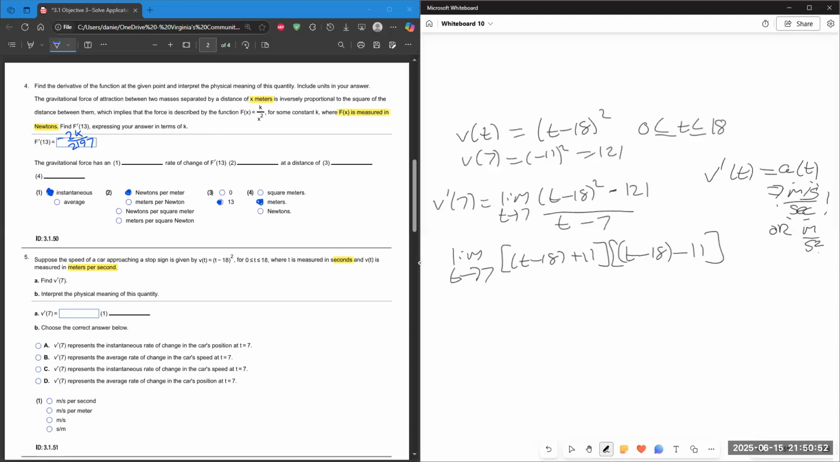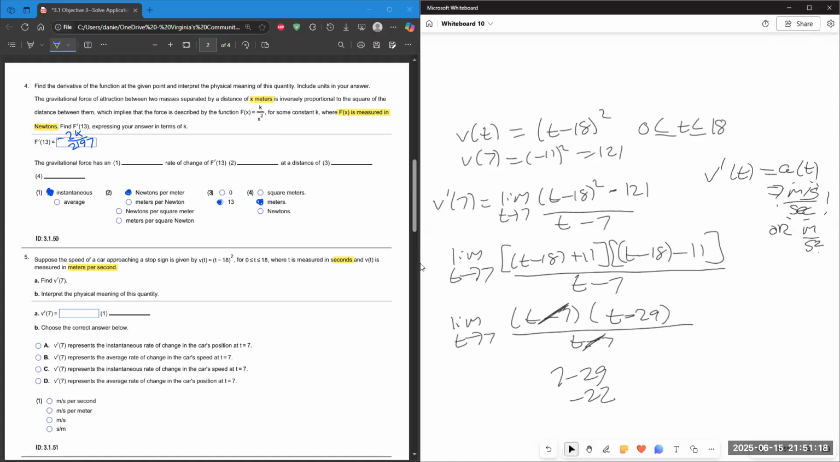A plus b, a minus b, and then that's over t minus 7. So this is the limit as t goes to 7 of (t minus 7)(t minus 29) over t minus 7. I think that's just easier factoring for me than trying to think of 29 times 7. So there we go. That's going to be 7 minus 29, which is negative 22. And these are in meters per second per second. So that's that unit.